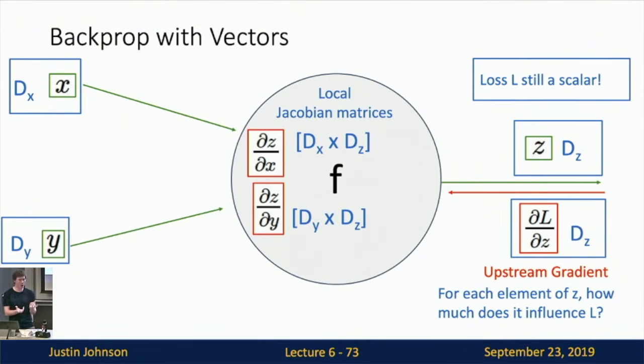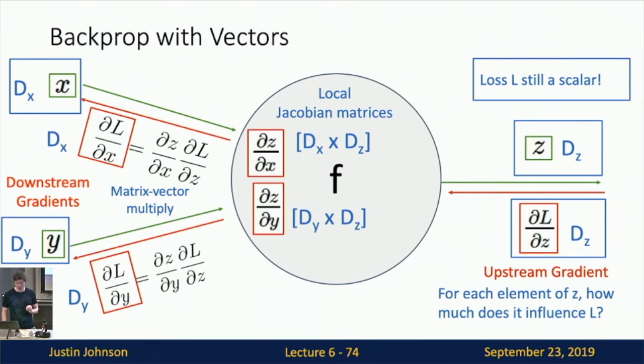Because in this case now our function is a vector valued function that takes two vectors as input, produces one vector as output. So now our local derivatives become these Jacobian matrices that again tell us for each output element from this node, how much is it affected by changing each input element of this node. And now the downstream gradients that we want to produce are always going to be the derivative of the loss with respect to the inputs. And now derivative of loss with respect to a vector input is again going to be a vector of the same size as the inputs.